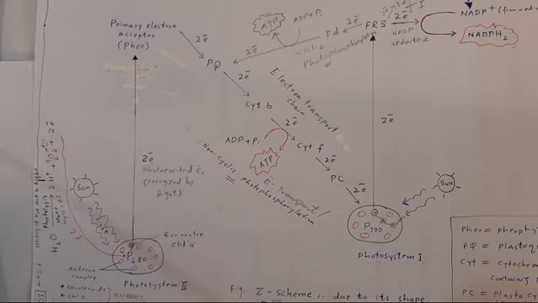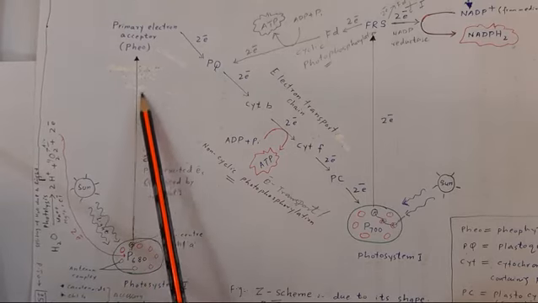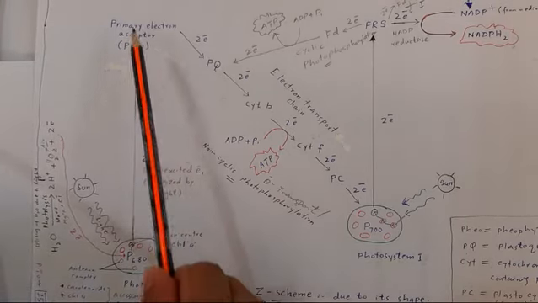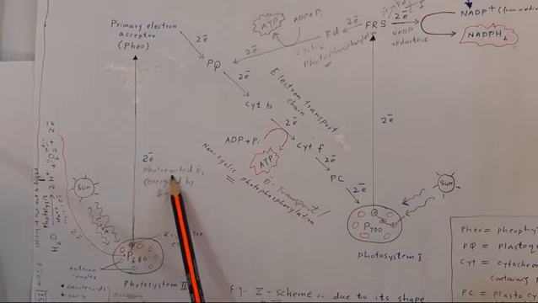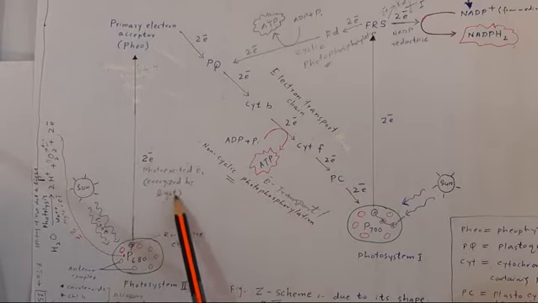The chlorophyll becomes positively charged with a deficit or deficiency of 2 electrons. Now look into the arrow. These are 2 electrons, also known as photoexcited electrons. Photoexcited electron means energized by light.